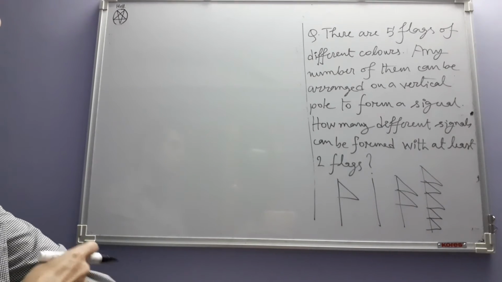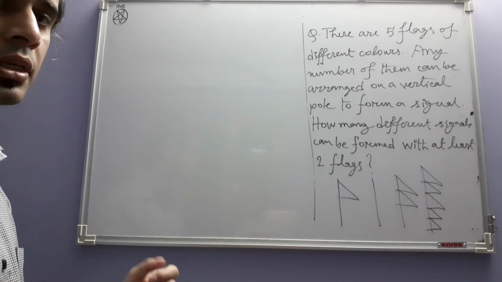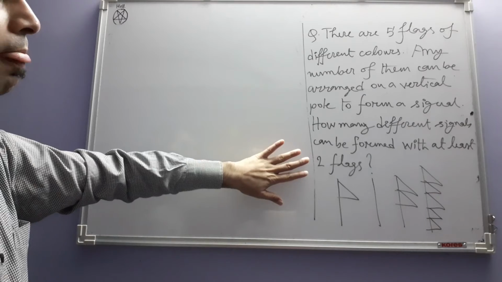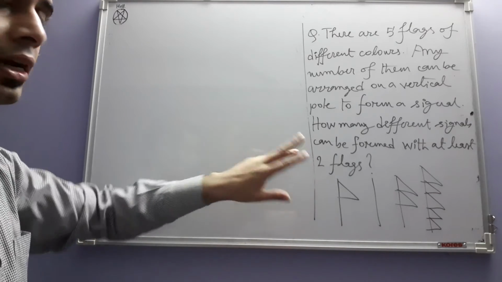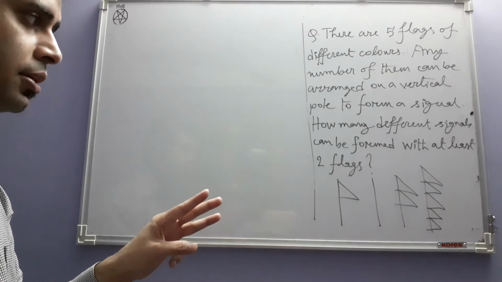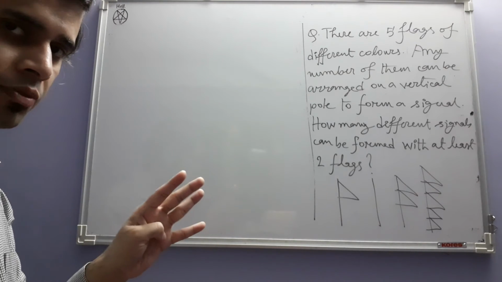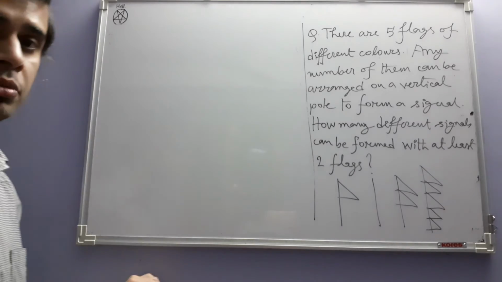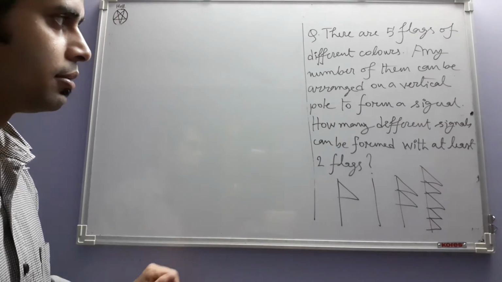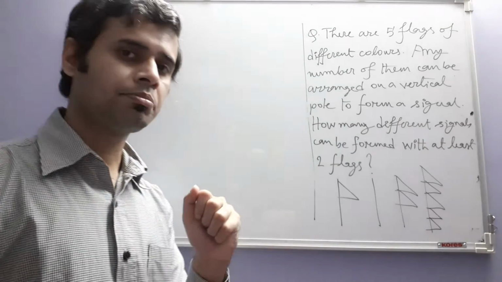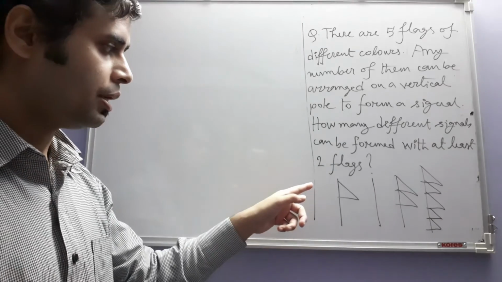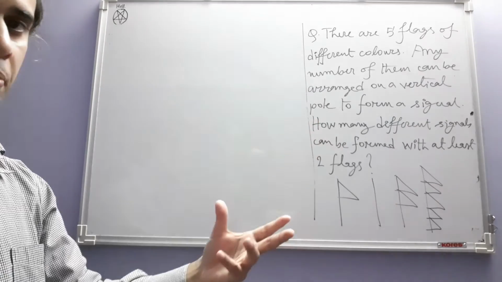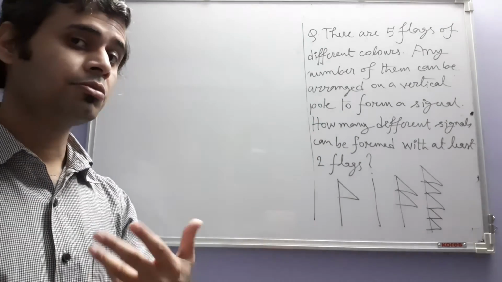See, in this case we have to handle the different cases separately. We have to find out how many arrangements or how many signals we can have with 2 flags, how many we can have with 3 flags, how many with 4 flags, and how many with 5 flags. And they have to be added. You see, this is one point where people get confused. We are speaking of the fundamental principle of counting where we are multiplying, but at the same time sometimes we are adding.